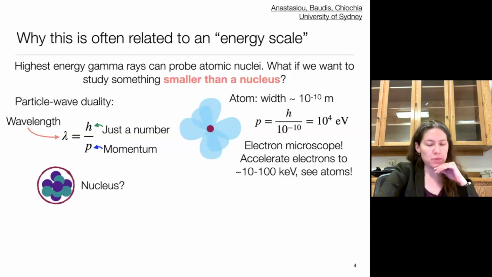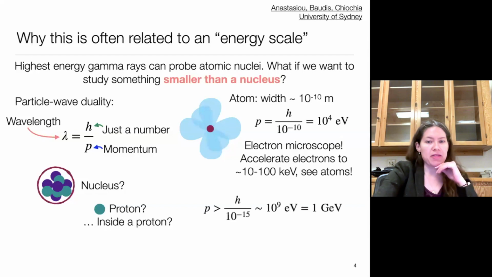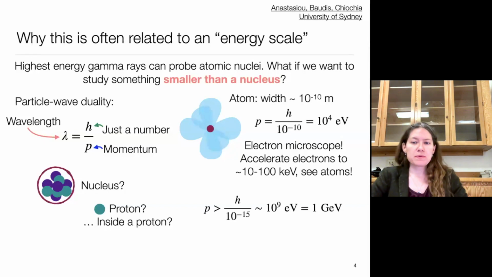But okay, what if we want to look at a nucleus or a proton or inside of a proton? So we can do the same math here. We can say that if we want to probe something on a distance scale of around 10 to the minus 15 meters, so more like the size of a proton, we would need to do that with a particle that has at least 10 to the 9 electron volts of energy, or what we would call a giga electron volt. And that's starting to get pretty serious.